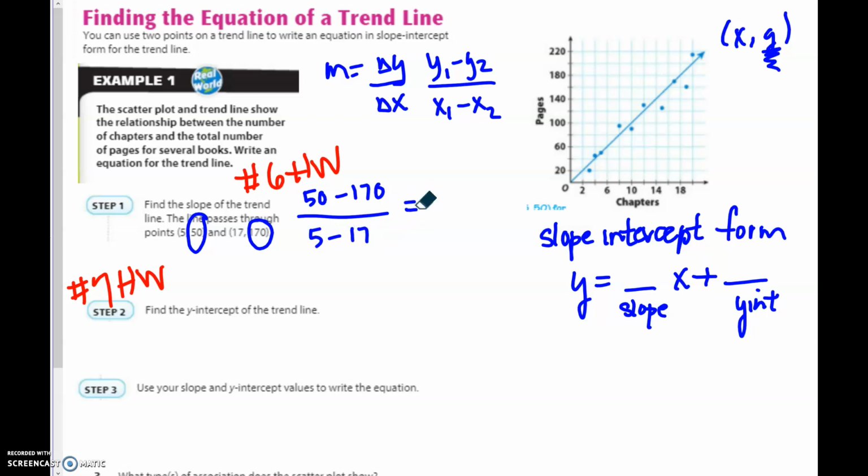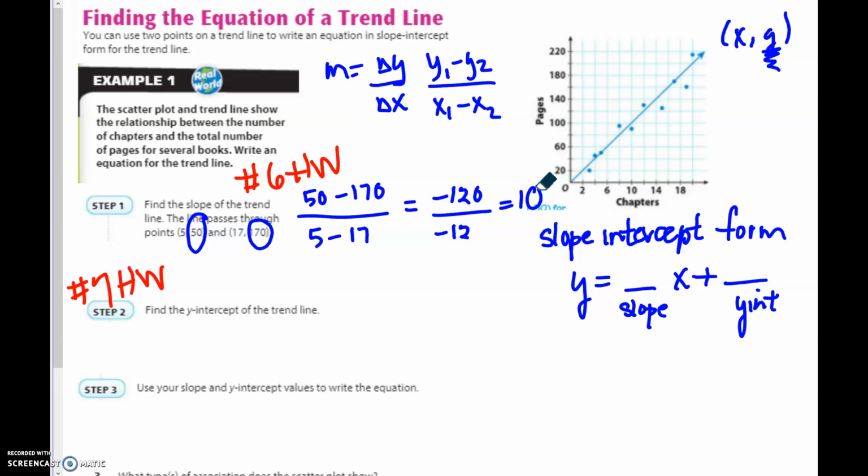So 50 minus 170 is going to give us a negative 120. And on the bottom, when we do 5 minus 17, we're going to get a negative 12. Now take negative 120 and divide by negative 12, and your answer should come out to be 10. So in number 6, all you're going to have to do is find that slope. They give you the two ordered pairs, and you find the slope, and that's your answer, 10.